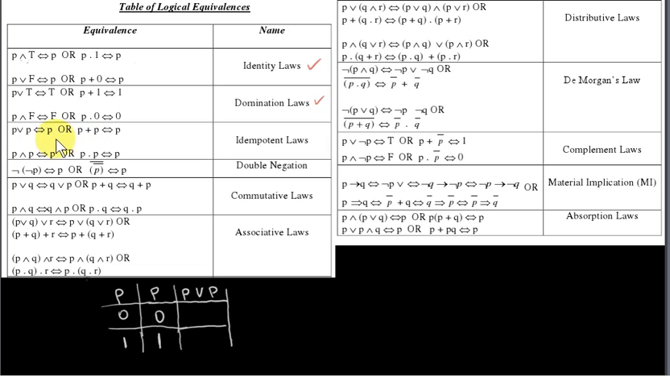Let's look at the first idempotent law. P or P is equivalent to P. So we need a column for P. P has values 0 or 1. We want to combine P with itself. So we need a second column for P.